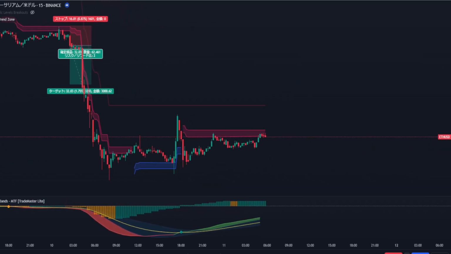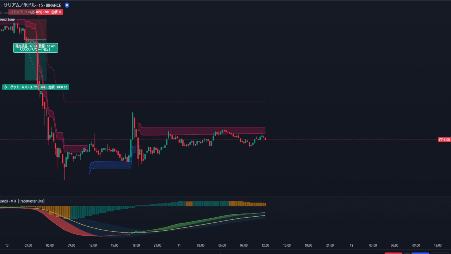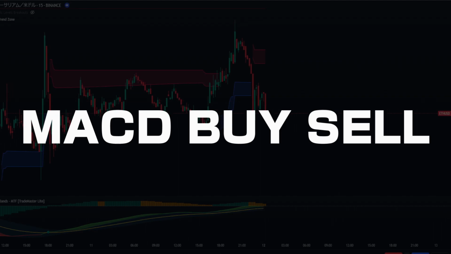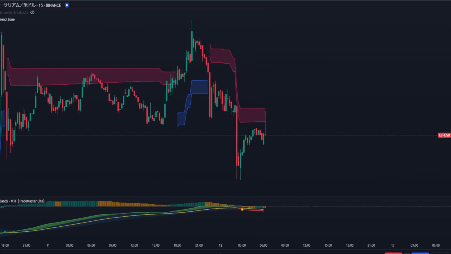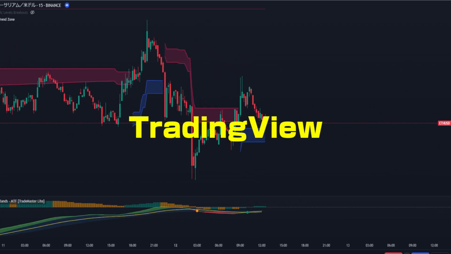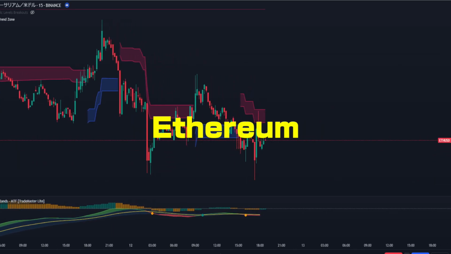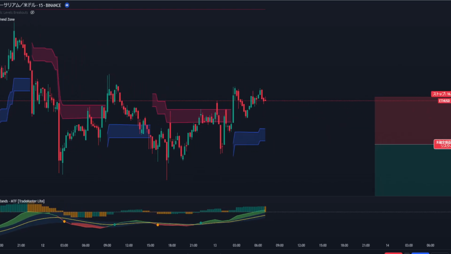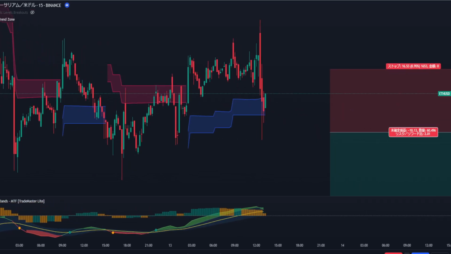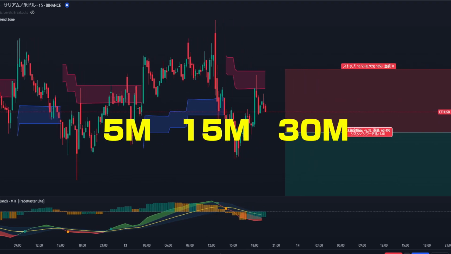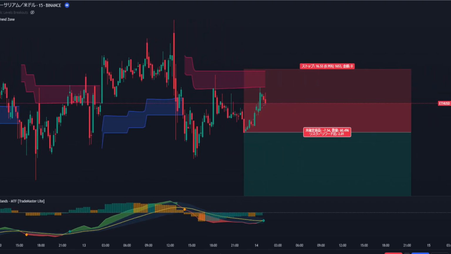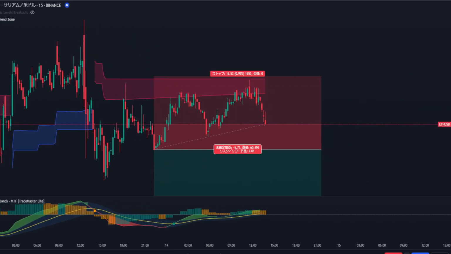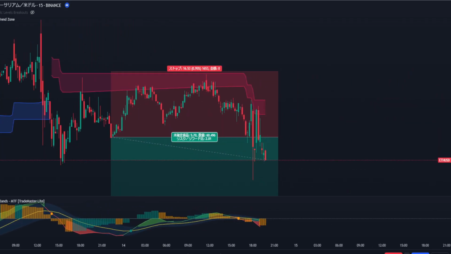Today, let's verify this suspicious strategy. The MACD buy-sell strategy. It's the one on the screen over here. What is the MACD buy-sell strategy? This strategy can be used on TradingView. I tried verifying it with the recent price chart of Ethereum. Reproducibility even for beginners. It is suitable for trading in shorter time frames such as 5, 15, and 30 minutes. These indicators are 100% free. Now, let's verify if this strategy truly leads to wins.